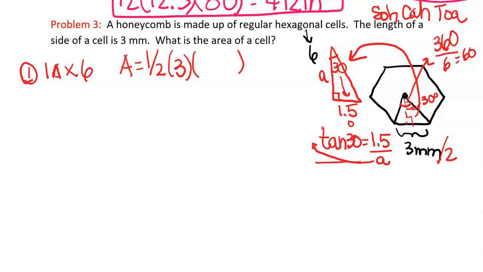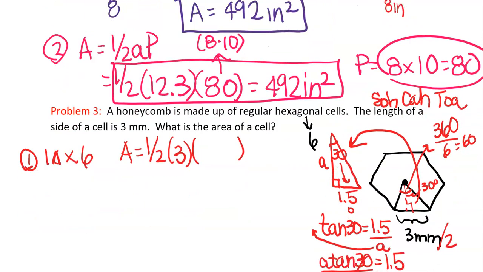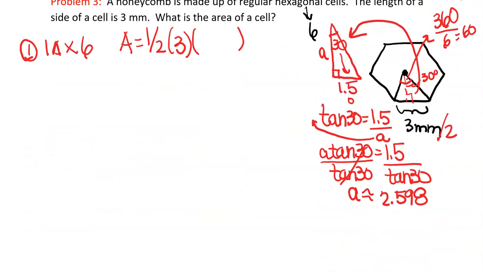Okay, so here's what it looks like. A tangent 30 equals 1.5, and then you'd have to divide by the tangent of 30. So A is 1.5 divided by tangent 30. Do not round quite yet, so don't do 2.6. What I'm looking at is 2.598. Go about 3 places out. You can round at the end to 1 decimal place. So our height is 2.598.